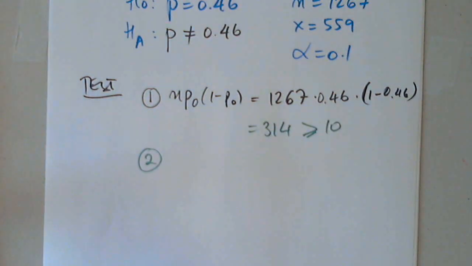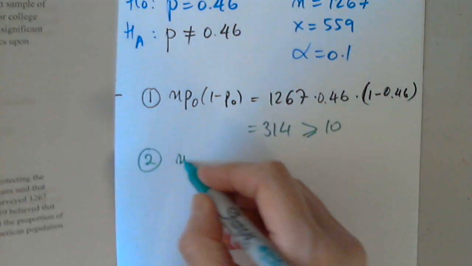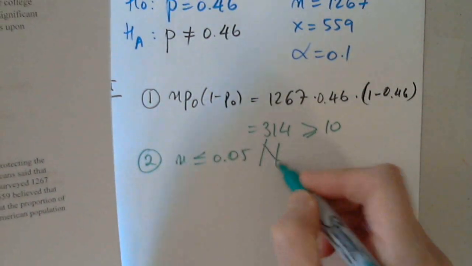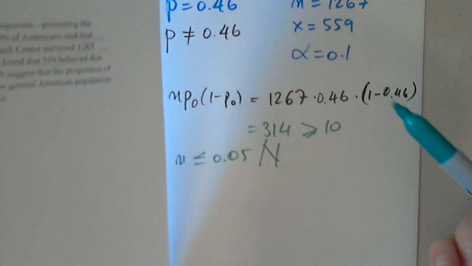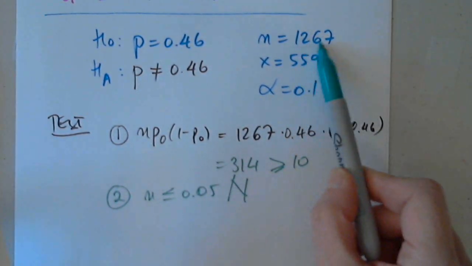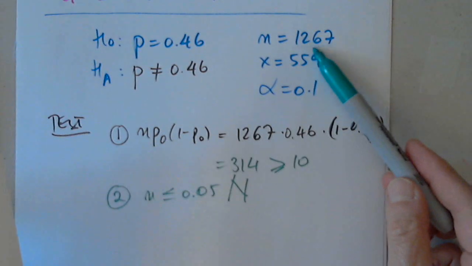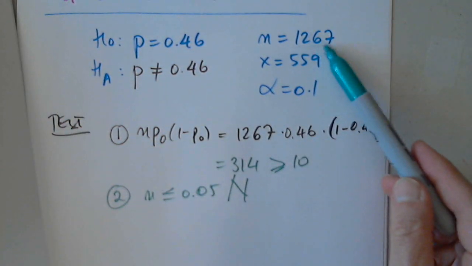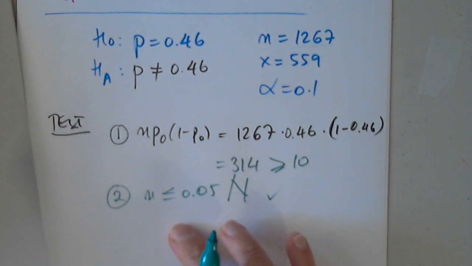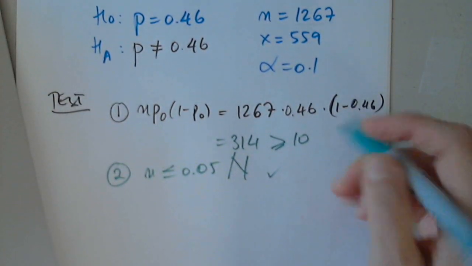And number 2, is n less than or equal to 0.05 of the population size? Of course it is. We have way more than this. This is definitely less than 5% of the population. So this is the condition of independence, and the condition of normality.